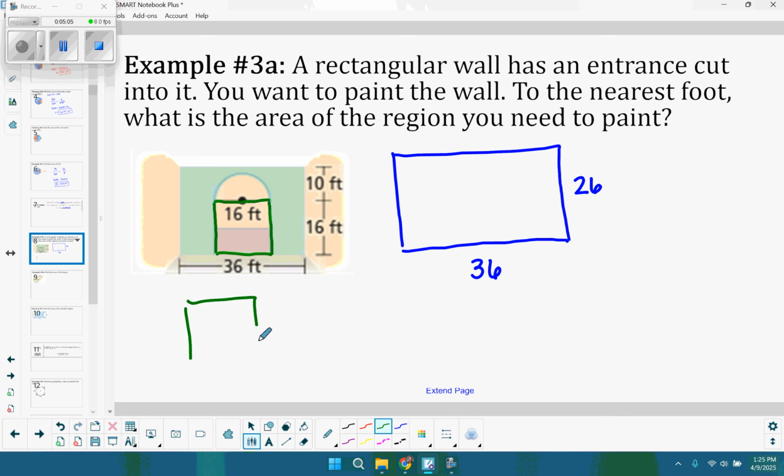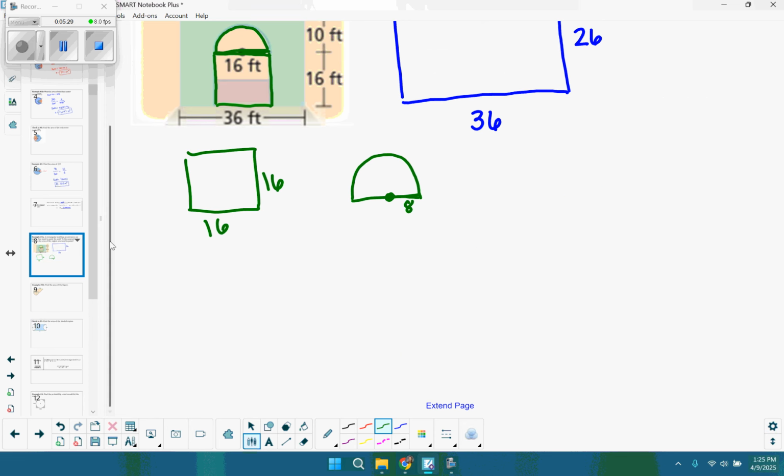So this square is 16 by 16. And the other thing we have is half of a circle, or a semicircle. All the way across the circle was 16, which means halfway across the circle was 8. So for our semicircle with a radius of 8, we would do half of an actual circle. So let's find our pieces.